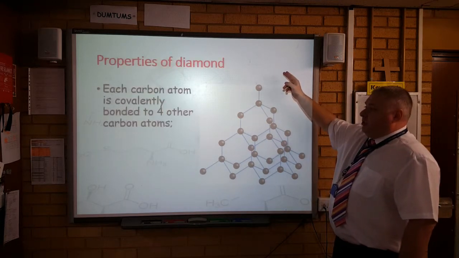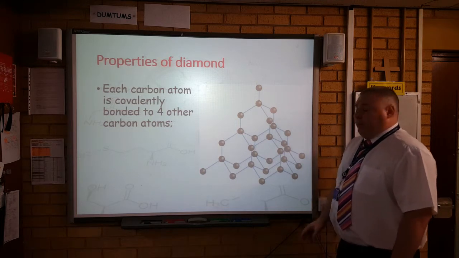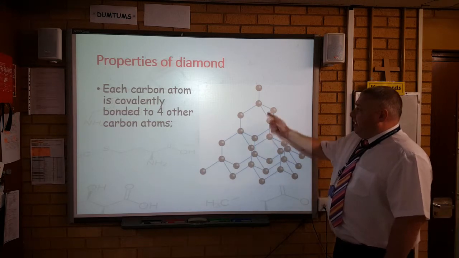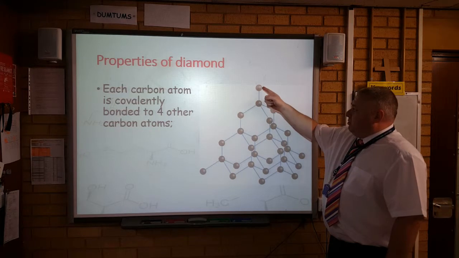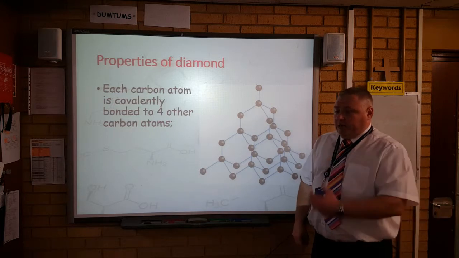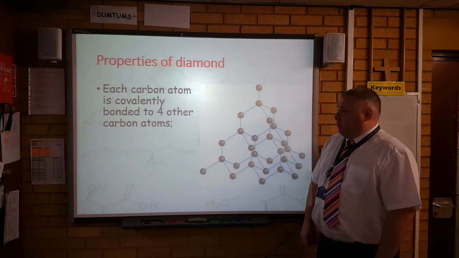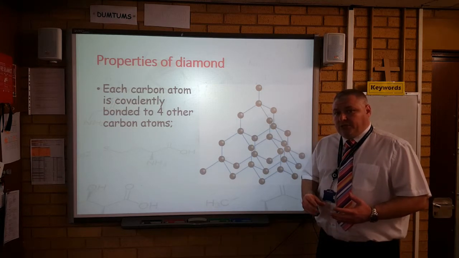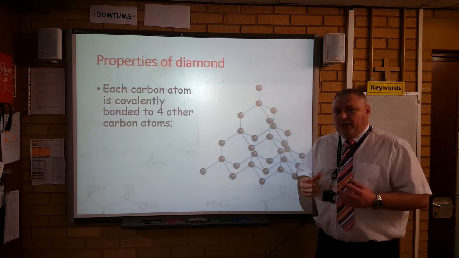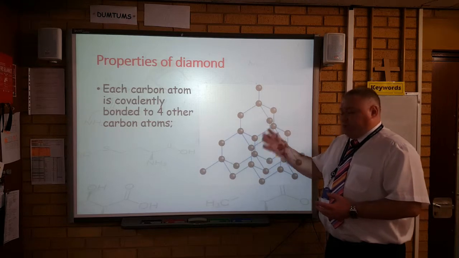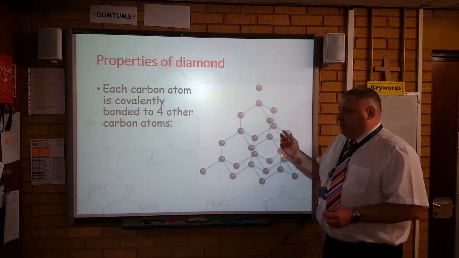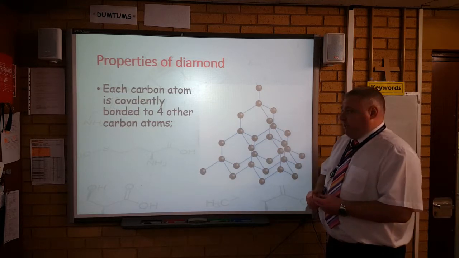So, first of all, if we look at how the carbon atoms are arranged, this is known as a tetrahedral structure, and each of the carbon atoms is bonded to 4 other carbon atoms. Now, if you remember rightly, carbon's in group 4 of the periodic table, so that means it's got 4 electrons in its outer shell. Because it's made 4 covalent bonds, all its outer electrons are involved in bonding. So, the carbon atoms in diamond have no delocalized electrons, and that explains why diamond cannot conduct electricity.